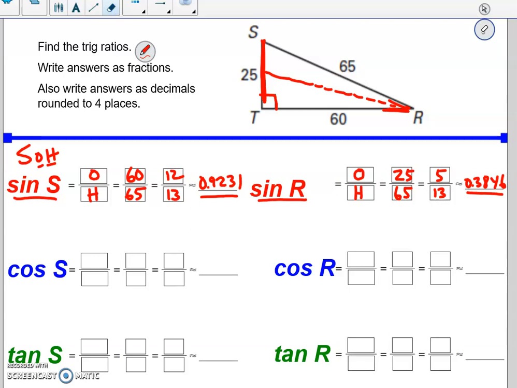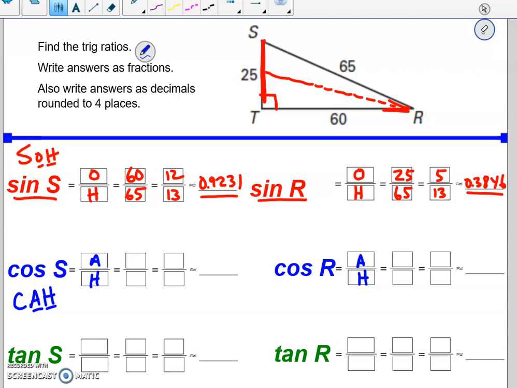Let's talk about cosine for a little bit. Okay, so the cosine we said was CAH, so CAH TOA. Cosine is adjacent over the hypotenuse. I'm going to plug those in just to make sure that we can keep track of what should go as our numerator and what's our denominator.